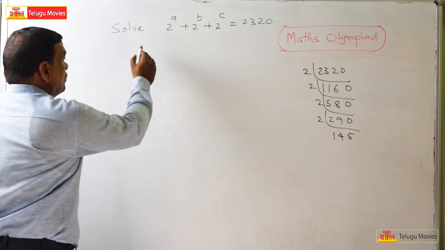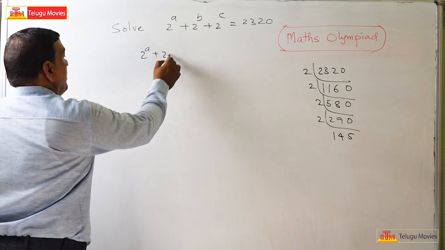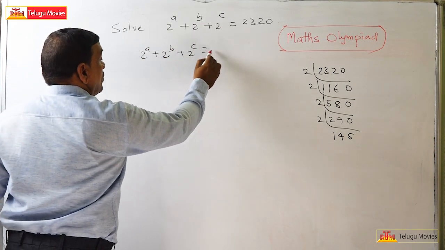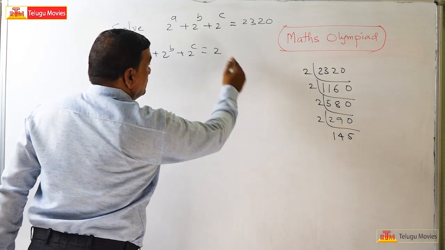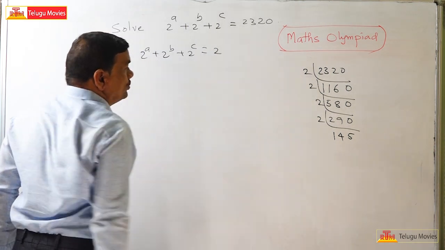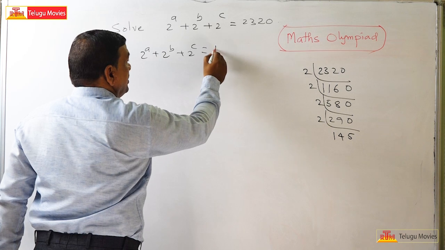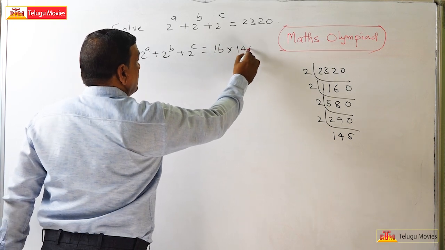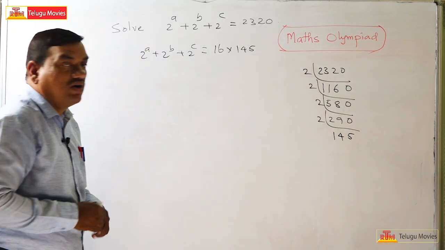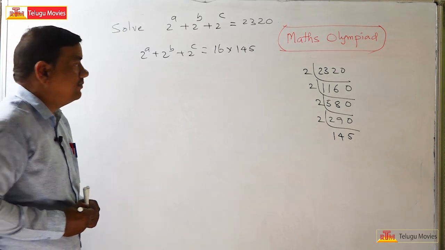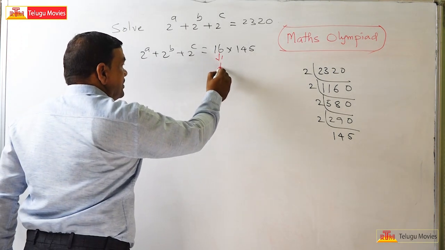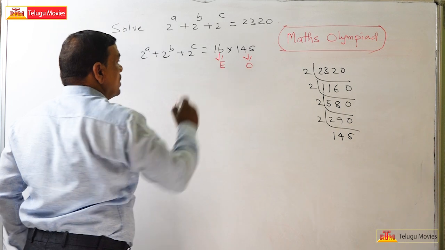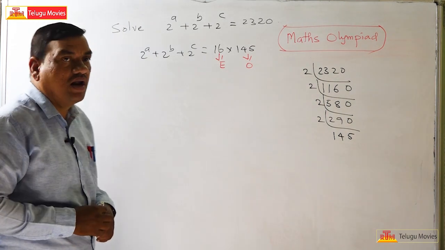So this is equal to 2 power a plus 2 power b plus 2 power c is equal to 2 into 2 into 2, this is equal to 16 into 145. So clearly this is an even number, this is an odd number. It is an even number and an odd number.